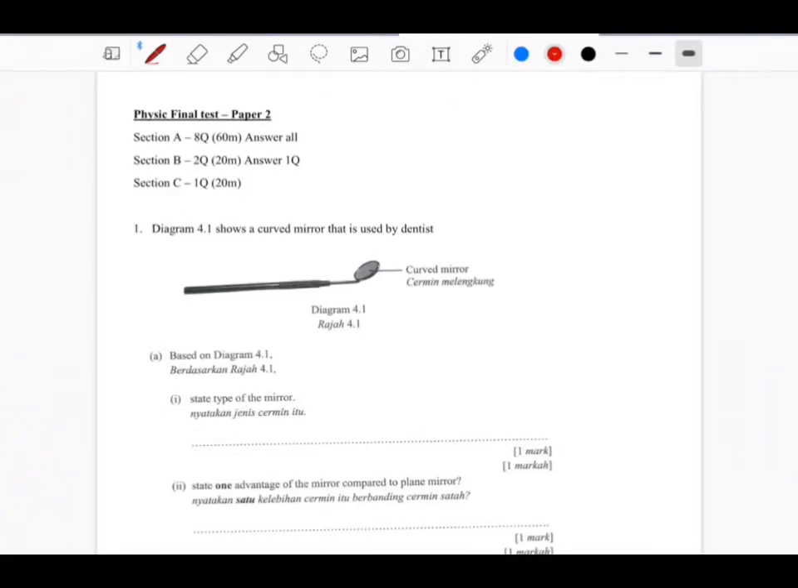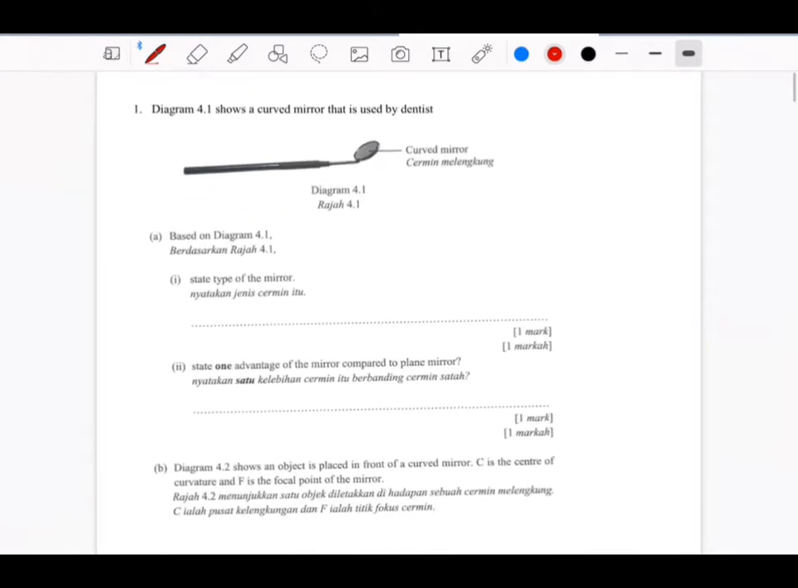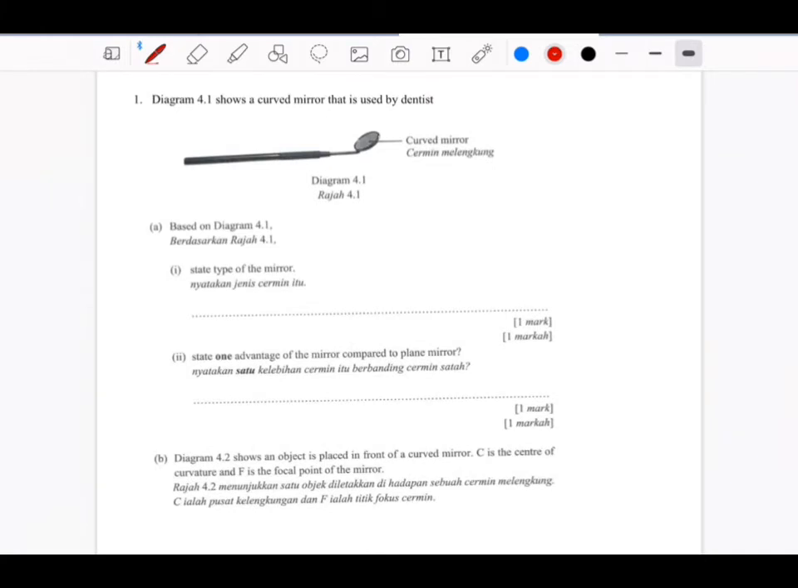Hi, today we're going to try the Physics paper 2 questions. Question number 1. The diagram shows the curved mirror that is used by dentists. Part 1. State the type of mirror.